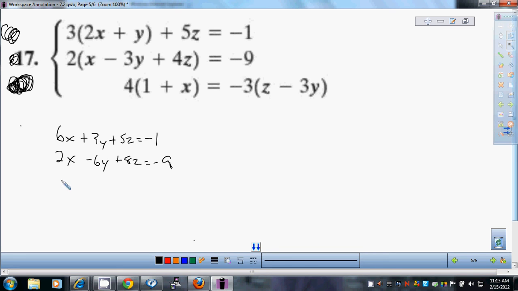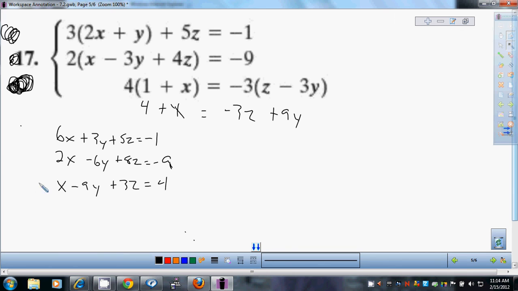All right, the bottom one. Okay. Then we move all of that to the one side. So that'll give me x minus 9y plus 3z equals 4. So as you can see, 17 is going to set up just like the other one.